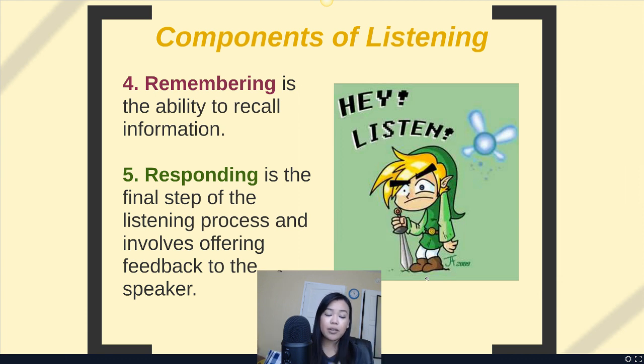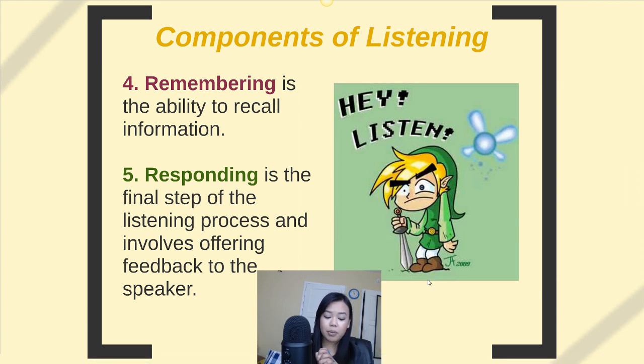And so one of the things we have to remember is that this is when we provide feedback to the speaker. This is when we verbalize, hey, this is what I think you said. Hey, I think I got the message. Hey, wait, let me ask a question again. So the response is super important because it completes the listening process.